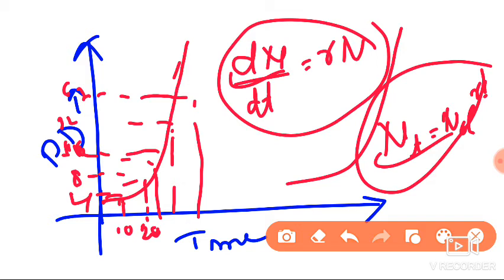Please remember what terms they are going to give. Nt is the population density after time t, and N0 is the population density at time 0, and r is the intrinsic rate of natural increase, and e is the base of natural logarithms. So please remember all these equations. And students, the basic thing of this entire concept is, if the nature provides unlimited resources to the organisms, they can grow exponentially.